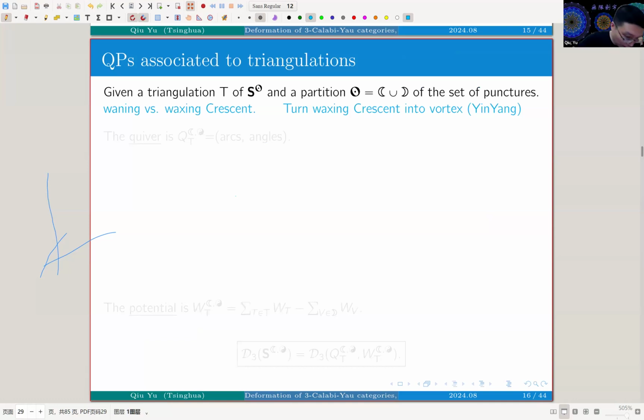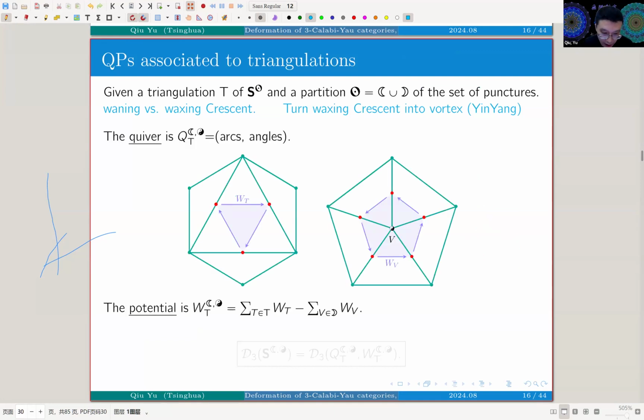Now back to the story where we have a surface. For example, we can have a marked surface like a pentagon, or as before, a triangle with two marked points in the middle. Then we can take a triangulation of this surface, and naturally associate a quiver with potential, such that the vertices of the quiver are arcs, and the edges of the quiver are the angles in the triangles. So that's the idea of how you associate a quiver.